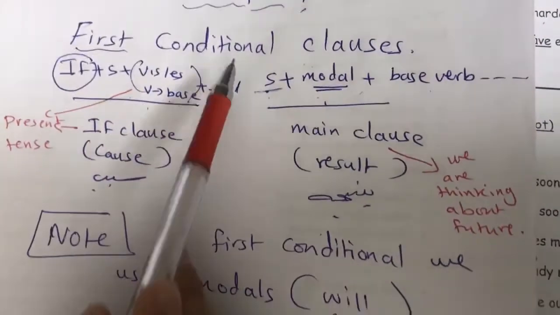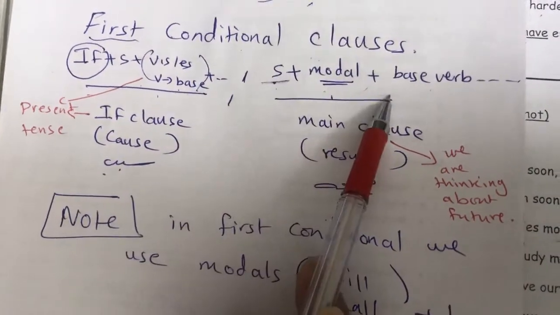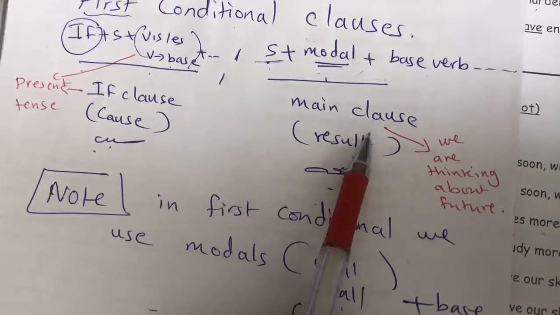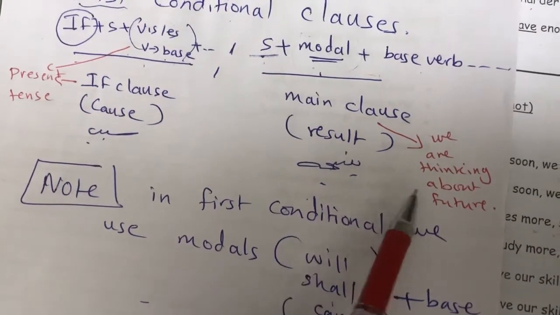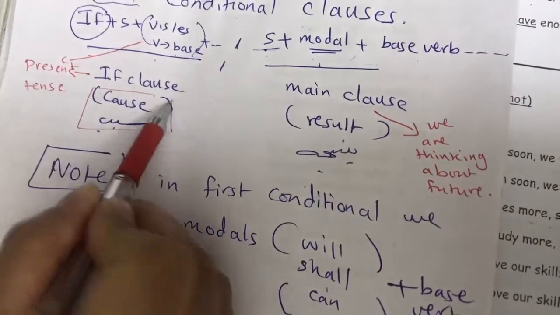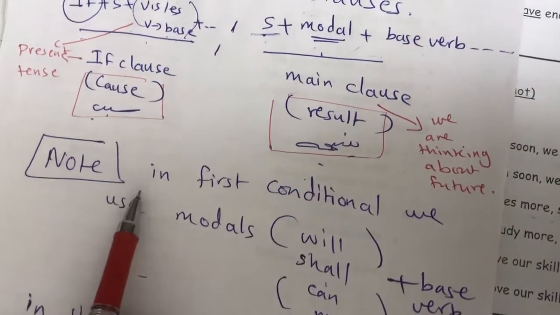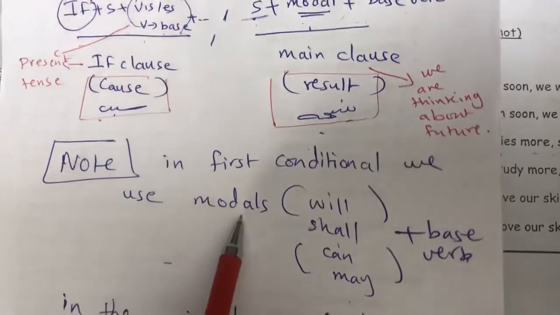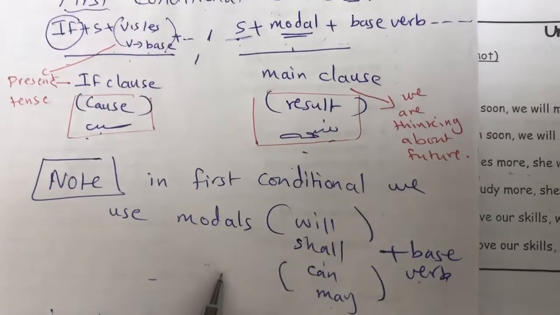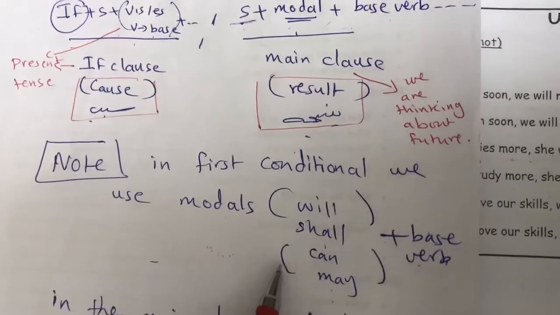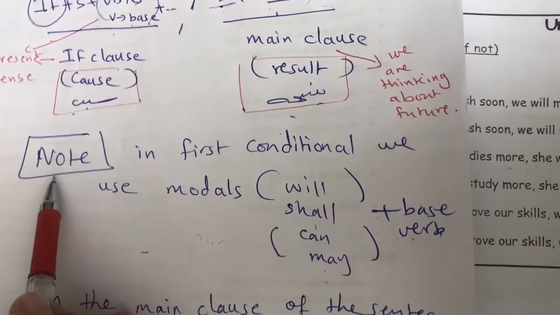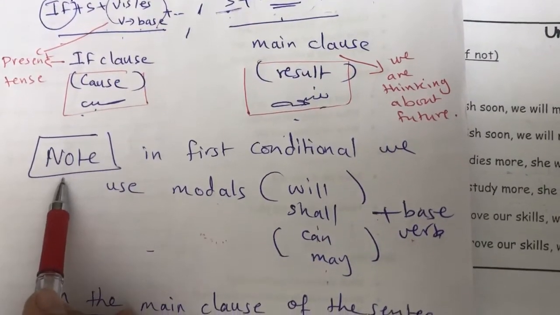First conditional clauses divide into two parts: if clause and main clause. Here, the if clause is with the present tense, but the main clause is with future. We are thinking here with the main clause about the future. Here we have the cause and here we have the result. Note, in the first conditional, we use modals: shall, will, can, may, plus base verb, here with the main clause. Why did I tell you this note? Because I explained zero conditional and you noticed that in zero conditional, there are no modals in the main clause.